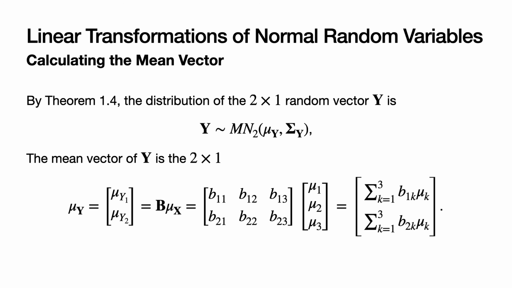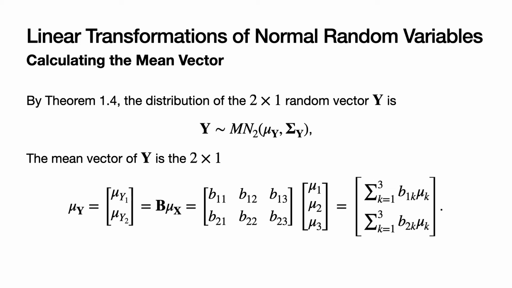Now, according to Theorem 1.4, the distribution of this 2 by 1 random vector y is a multivariate normal distribution of rank 2, and we get that 2 because we have two linearly independent transformations, the mean vector of which is mu sub y, the covariance matrix of which is cap sig sub y. The mean vector of y is the 2 by 1 vector shown here.